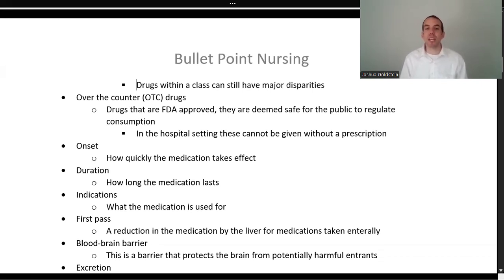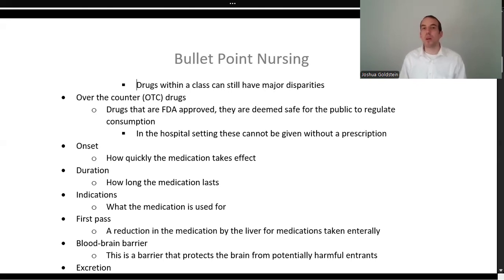Onset is how quickly a medication takes effect. So the example of acetaminophen, Tylenol, usually if you take that, within 30 to 60 minutes, the medication takes effect. And that's the rule of thumb for all PO medications. 30 to 60 minutes, they take effect. As opposed to IV medications, the rule of thumb is all IV medications begin to work within 5 to 15 minutes. Next, we have duration. That's how long the medication lasts.